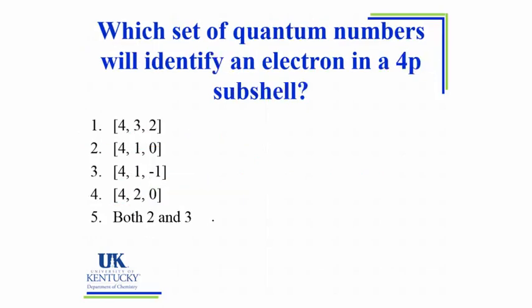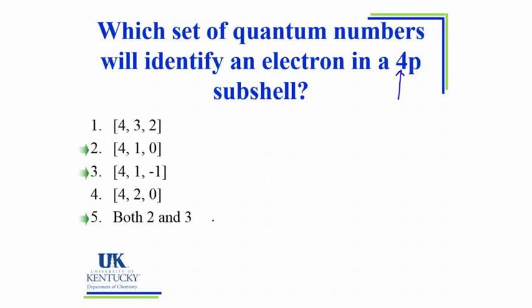Okay? So if you had an electron and you knew this electron was in the 4p subshell, which one of those quantum numbers could be the address of that electron? Stop and look at those and then resume. So we see that the right answer is both 2 and 3. So if you picked that, you were correct. Let's examine why that would be.